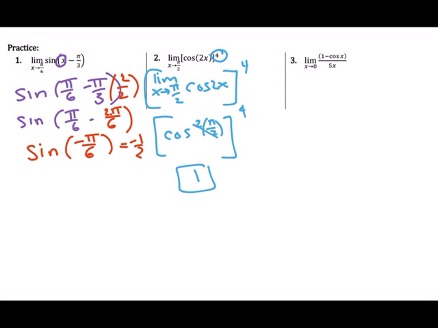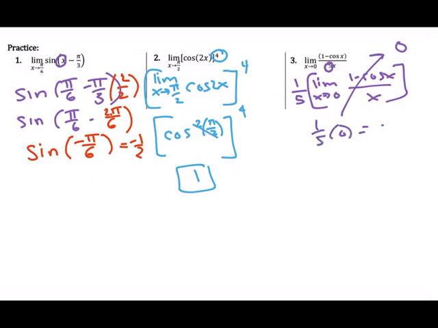Go ahead and pause the video and see if you can work through number 3 on your own. All right, I'm hoping that you notice that this is exactly like one of our trig limits, except there's a 5 there, but I can move that 5 out front. 1/5 times the limit as x approaches 0 of 1 minus cosine of x over x. This limit is 0. 1/5 times 0 is just going to be 0.